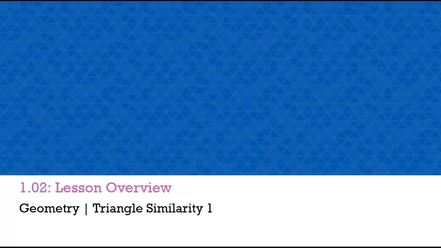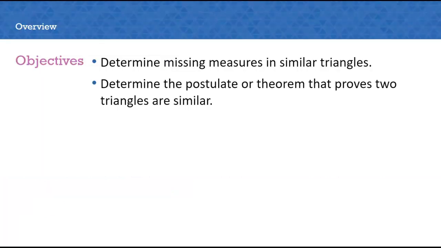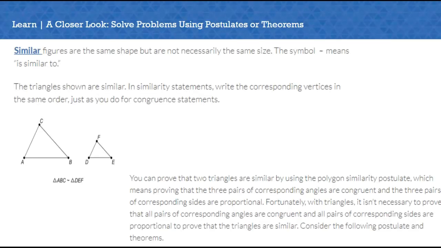Review 1.02 Triangle Similarity. We're going to determine missing measures in similar triangles and determine the postulates or theorems that prove the triangles are similar. Similar figures are the same shape but not necessarily the same size. We use this symbol to show similarity.